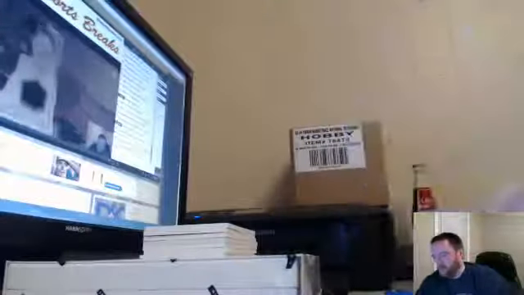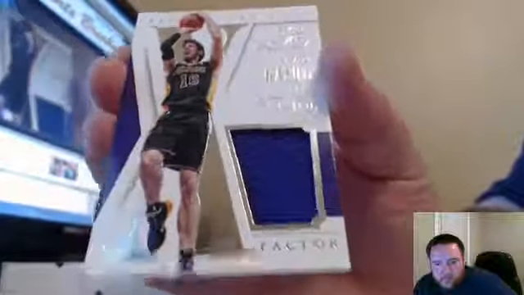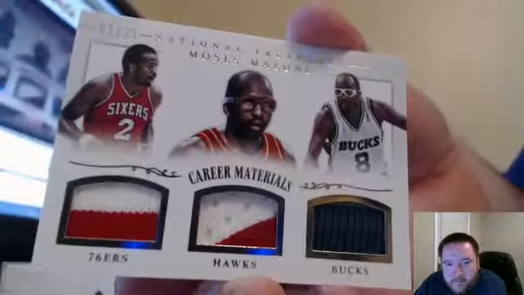All right, we got a Marcus Aldridge number to 25 for the Blazers. For the Thunder, number to 49, Gary Payton, by way of Seattle Supersonics. Air Apparel, John Wall for the Wizards, number to 99. Pau Gasol, number 2 somewhere. 99 X Factor Relic. Number 2 out of 25. Moses Malone.